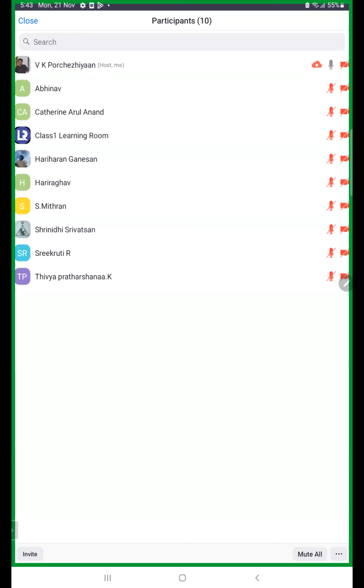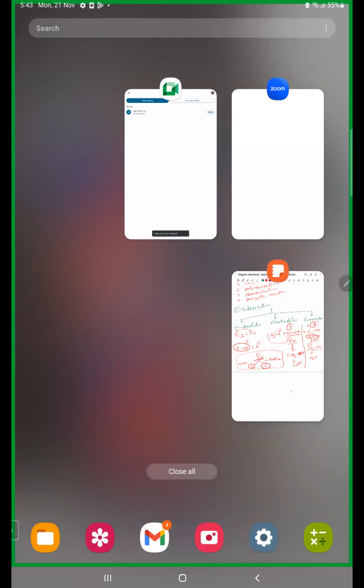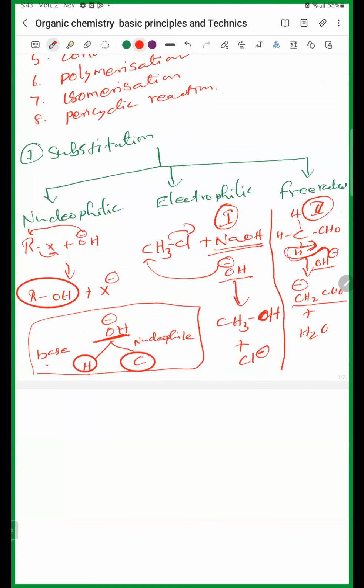Mithran. Yes, sir. You tell me, in the first case, OH behaves as a what? Sir, actually, in my school they didn't teach this, and I have newly joined here. Okay, now I said, OH minus is negatively charged. It can be a base or a nucleophile. Once the negatively charged species forms a bond with the hydrogen, it is said to be a base. When the negatively charged species forms a bond with carbon, it is a nucleophile. Now what is the OH minus here? Nucleophile.